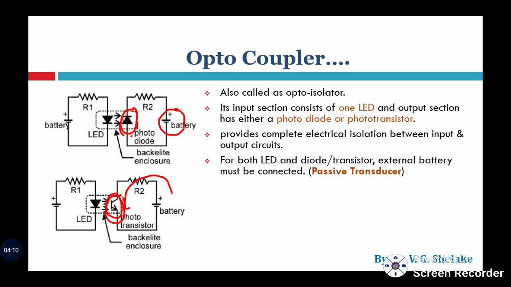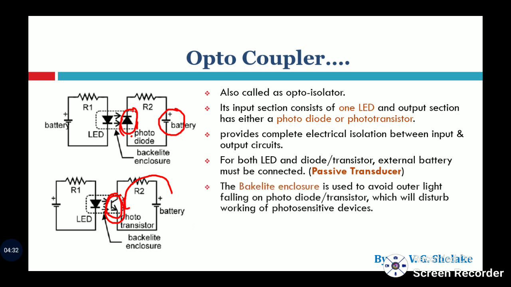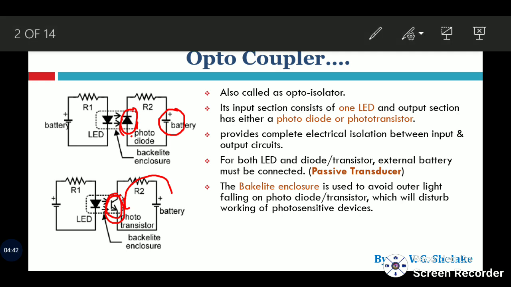For both the LED and the diode or transistor, an external battery is required. So it is a passive transducer, because for the LED we require forward biasing and for the photodiode we require a reverse bias battery. Similarly for the phototransistor. Hence it is a passive transducer because it requires an external battery for its operation. This is covered with a backlight enclosure to avoid outer light falling on the photodiode. So this is the backlight case which is used to avoid the external light falling on the photodiode or phototransistor, which may disturb the working of photosensitive devices.